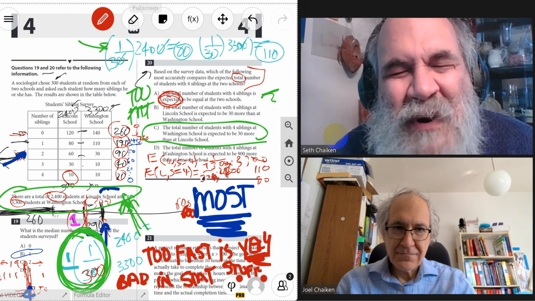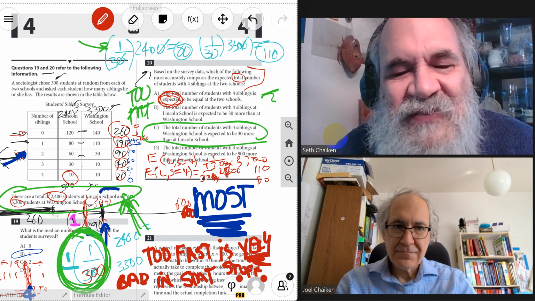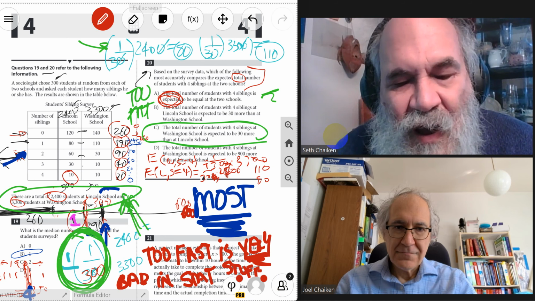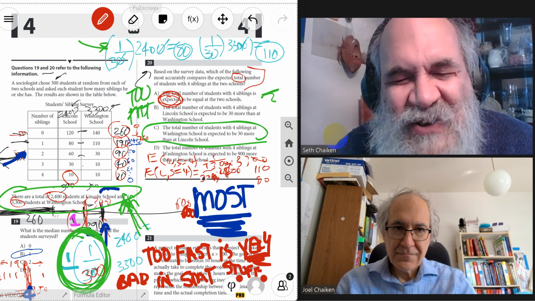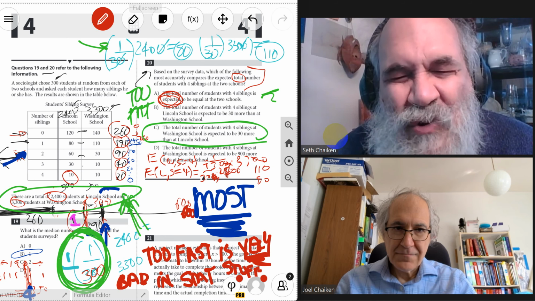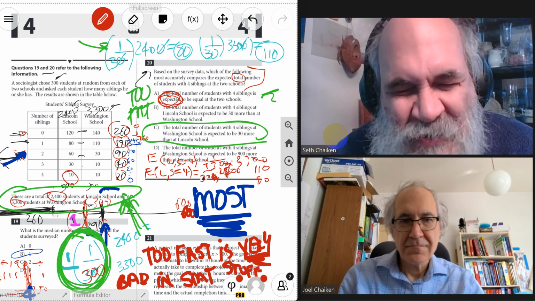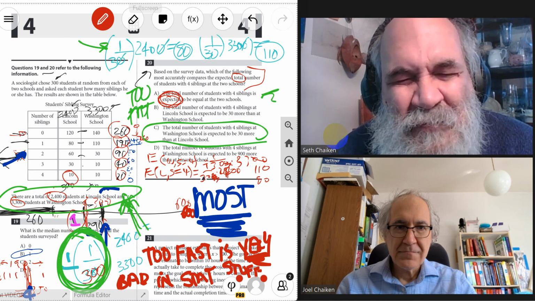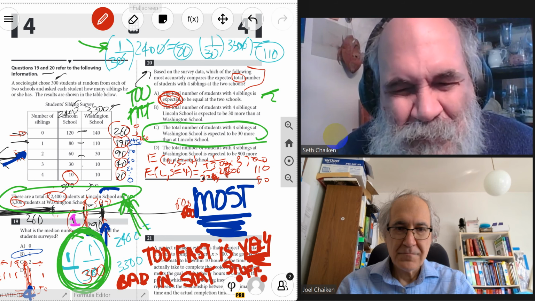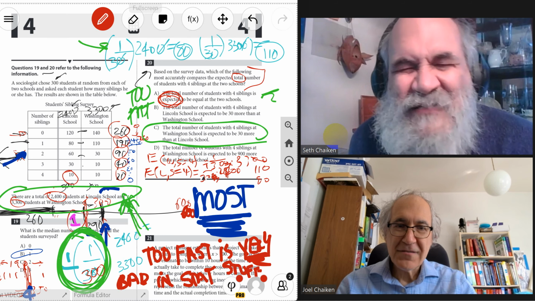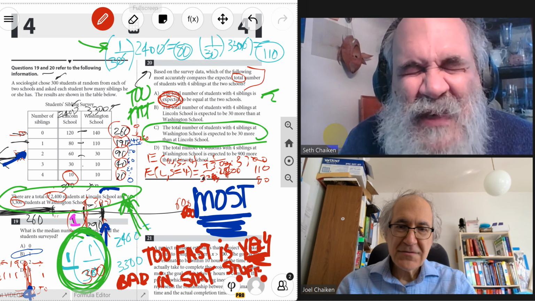Expected thing is a number, and it means specifically the probability of a certain situation times the total number of things with or without that situation. In other words, it's the probability times the total. So that's what expected means here.